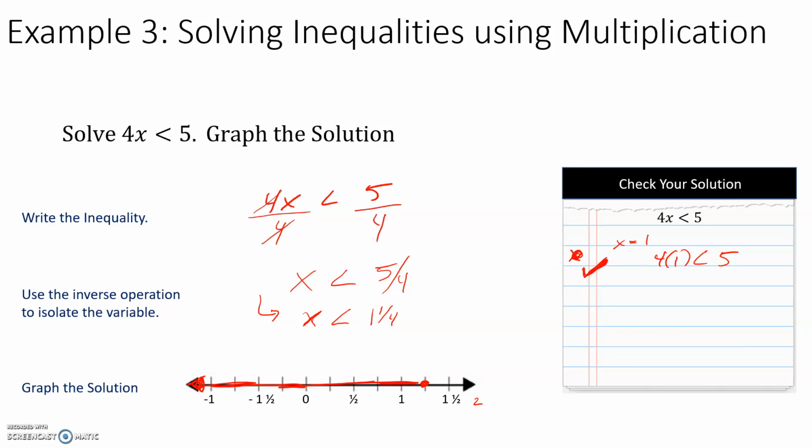All right. So let's try 2. So if x equals 2, then 4 times 2 would be less than 5, which would be 8 less than 5, and that is not true because 8 is not less than 5.